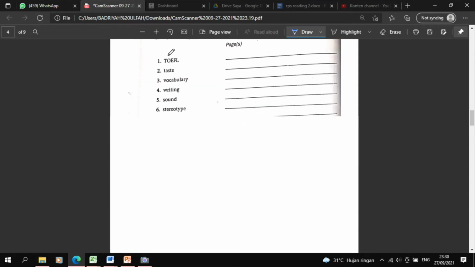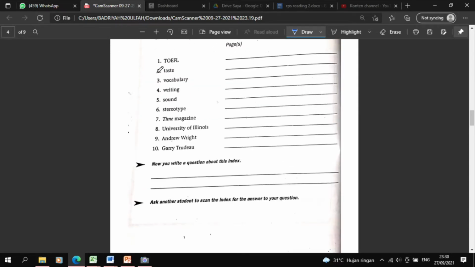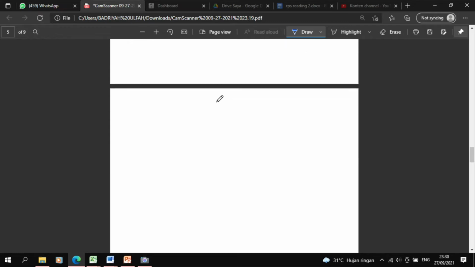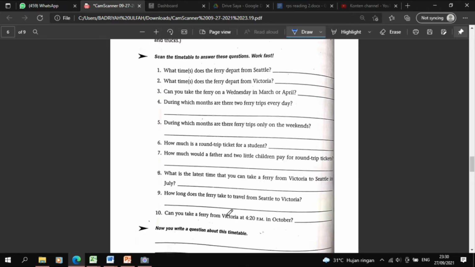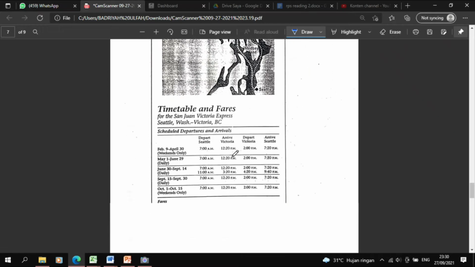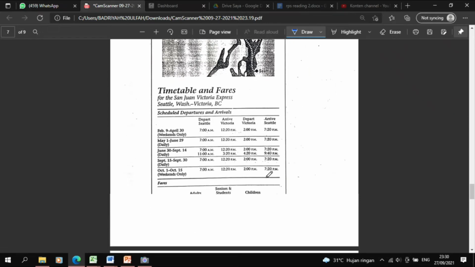Okay, so this is question 10, TOEFL test, what page? You only check that page. And then the third, okay, this is the index. The third one, you have to scan a timetable. So this is the question, and this is the timetable.